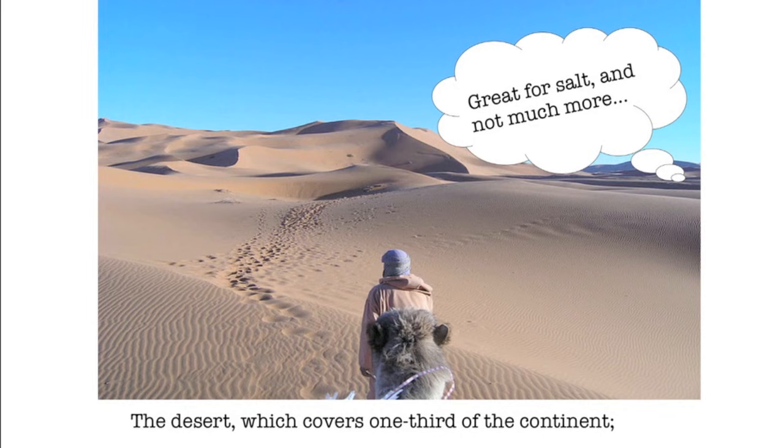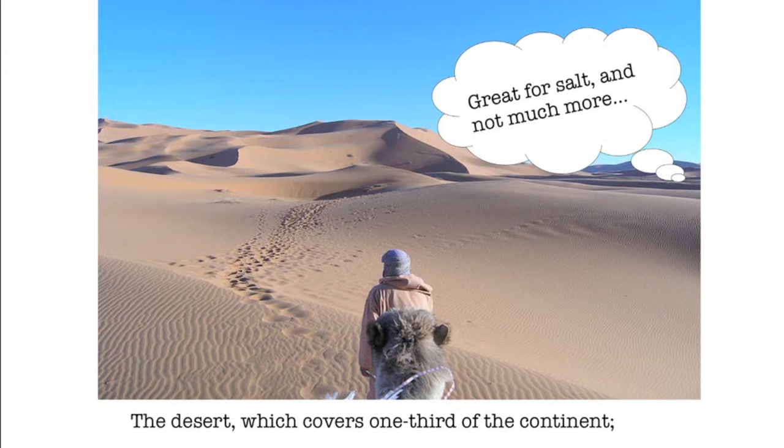So the first one, like I mentioned, was the desert. And 1/3 of the continent is covered by desert, and it wasn't good for much except for maybe some salt. So if you lived in the desert, you'd most likely be a salt trader, or you'd go into the desert if you needed to acquire some salt.